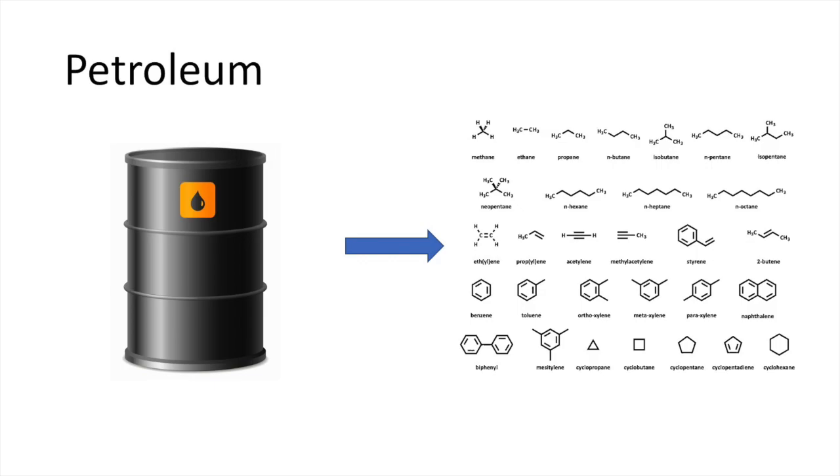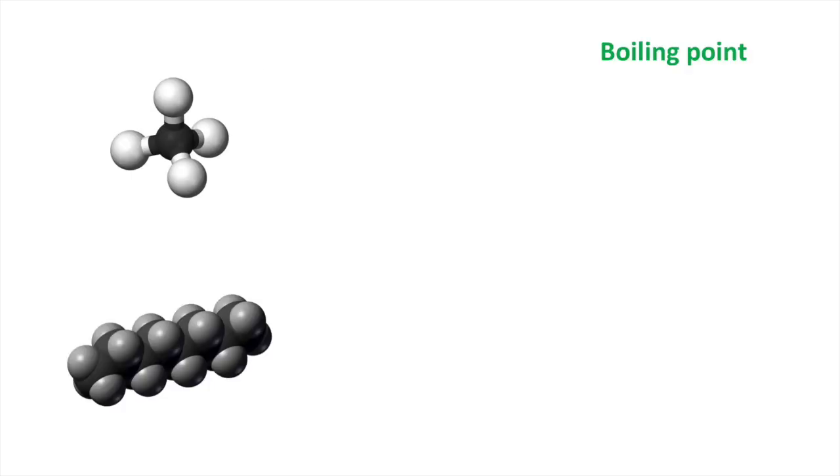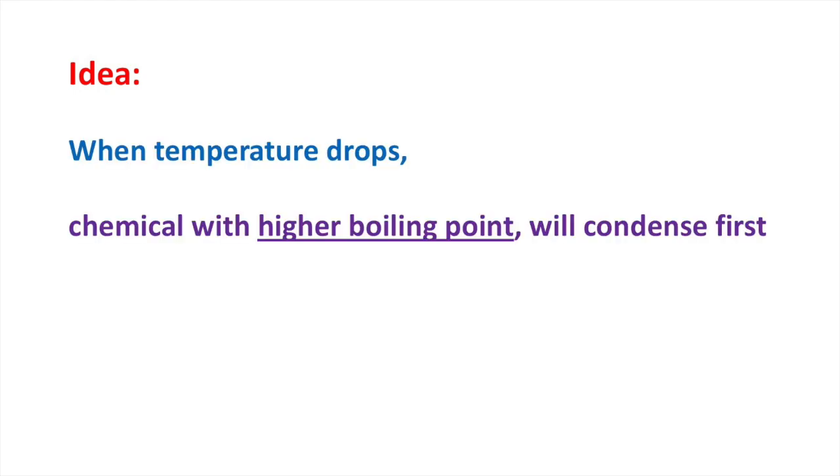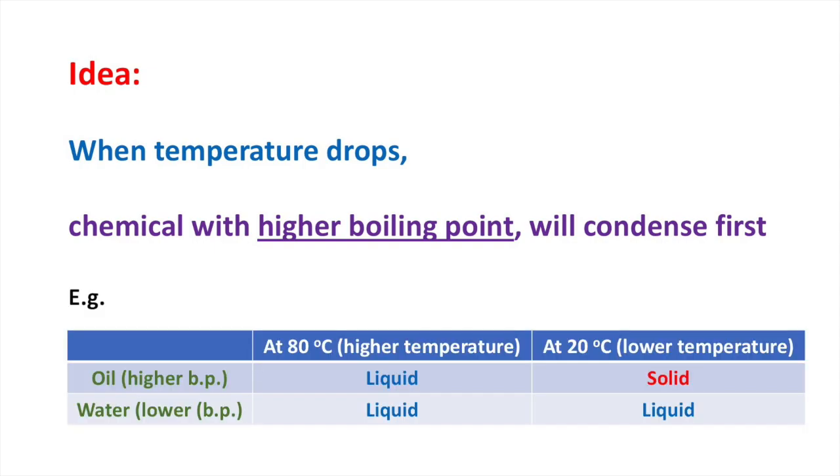For those hydrocarbons with larger size, they have more electrons and result in stronger van der Waals force, which make them have higher melting point and boiling point. The method that separate different fractions in petroleum according to their boiling point is called fractional distillation. The idea for fractional distillation is very simple. For the species with higher boiling point, it will condense or solidify first when temperature drops.